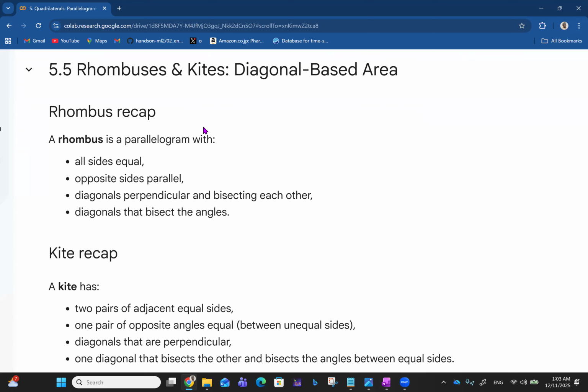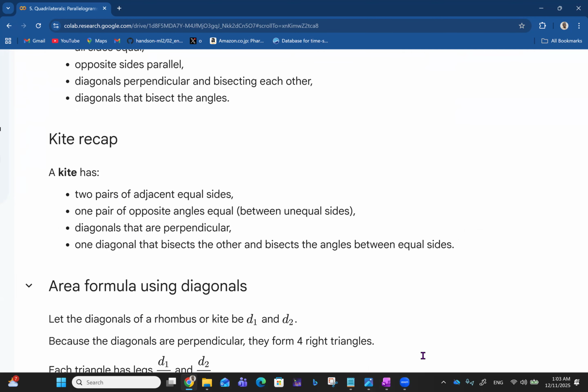So, rhombus recap: as you remember, a rhombus is a parallelogram with all sides equal, opposite sides parallel, diagonals perpendicular and bisecting each other, and diagonals that bisect the angles. A kite has two pairs of adjacent equal sides, one pair of opposite angles equal between unequal sides, diagonals that are perpendicular, one diagonal that bisects the other, and bisects the angles between each equal side. Okay, we saw that before.